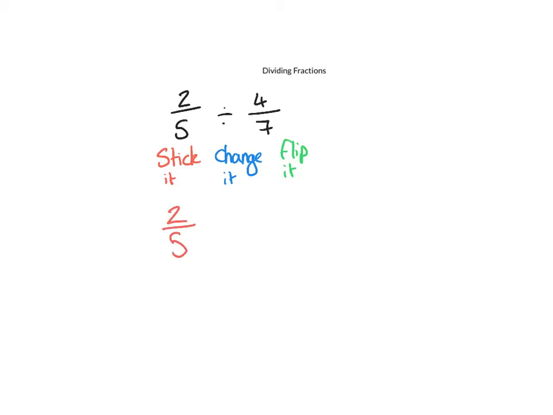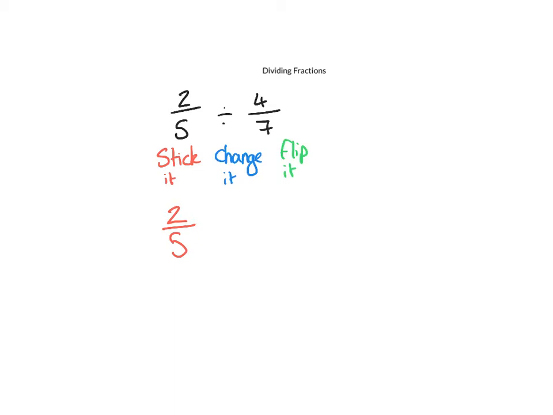The next thing we need to be able to do is to be able to divide fractions. So let's do 2 over 5 divided by 4 over 7. So there's 3 simple steps, and I'm going to write those just underneath it and then follow them in order. So the 3 steps are stick it, change it, flip it. Step 1, stick it. Stick it just means stick it just below. Keep it exactly the same. If you stick something to something, it doesn't change, it stays exactly the same.